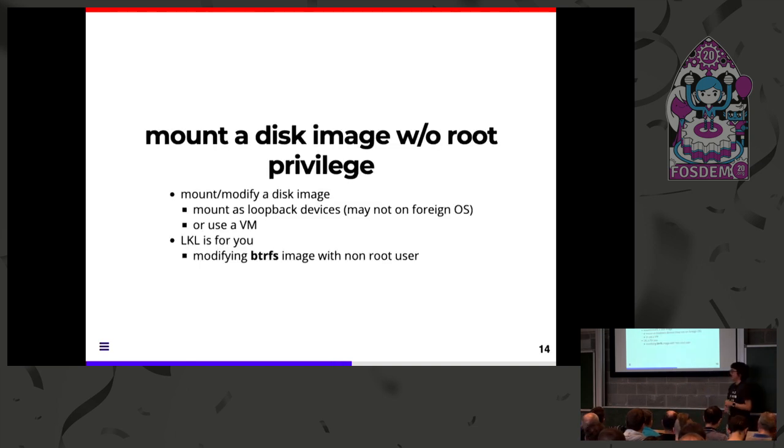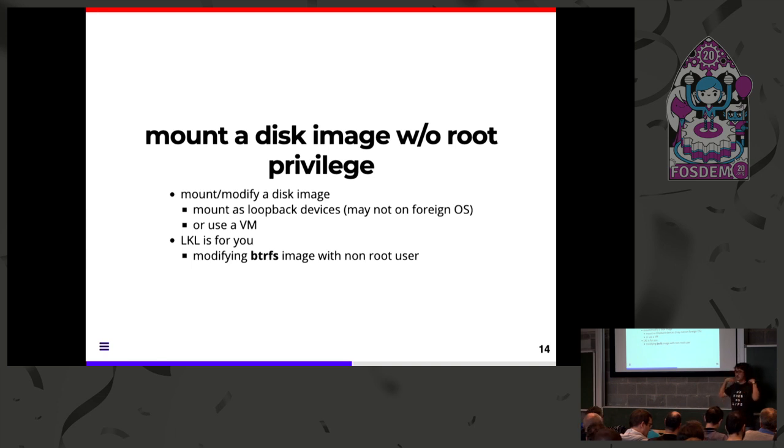So the first typical use case is to mount a disk image without root privileges. Some operating systems have an experimental implementation of file systems in user space. Like if you have an ext4 file system image for a virtual machine, and you want to modify these images on a foreign operating system, like Windows, you may have to use such an alternative implementation of ext4, which may not cover the complete specification of ext4.